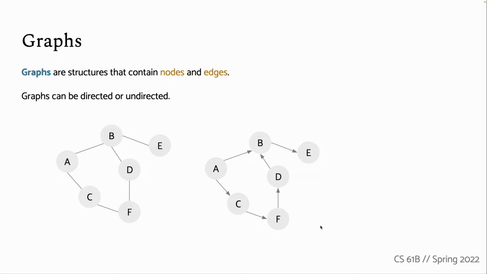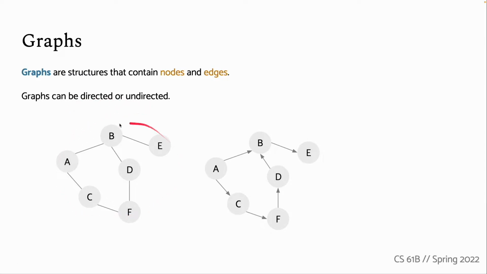Now switching tracks a little bit, we're going to talk about graphs. Graphs are very similar to trees. They're structures that contain nodes and edges. The big difference from trees is that graphs do not necessarily have to have no cycles. So in a graph, you can totally have multiple ways to get to the same node. There's no limit on the number of edges, other than the fact that obviously you can't connect the same thing twice.